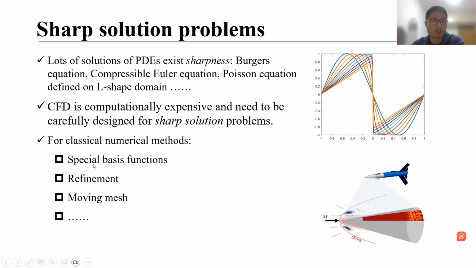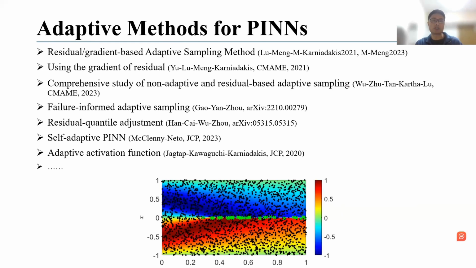This is the kind of problem I want to solve. For classical numerical methods, there are many approaches: you can use spectral methods, design specific functions, use refinement, or use moving methods. I will skip these. For PINNs, most of the existing methods use adaptivity. I think this is Lu Lu's work, which is in the review paper, using the gradient of the residual to adapt sampling. These are adaptive sampling.